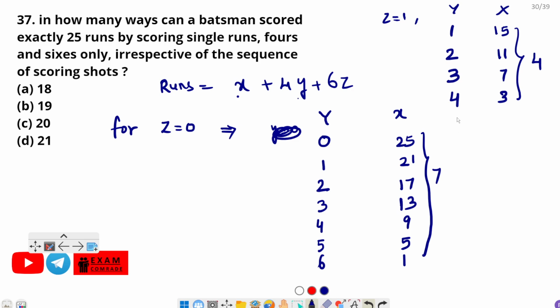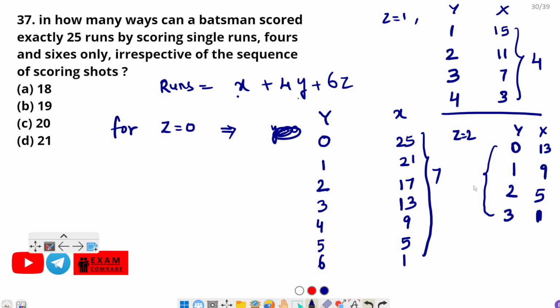For z is equal to 2, y can be 0 boundaries, so the other 13 will be in the form of singles. 1 boundary 9 singles, 2 boundaries 5 singles, 3 boundaries 1 single. So here also there are 4 possible cases. 2 sixes is 12, 3 fours is 12, 24 plus 1.